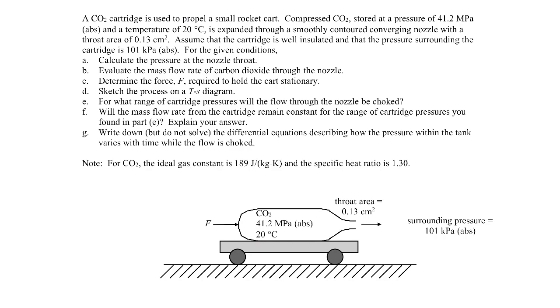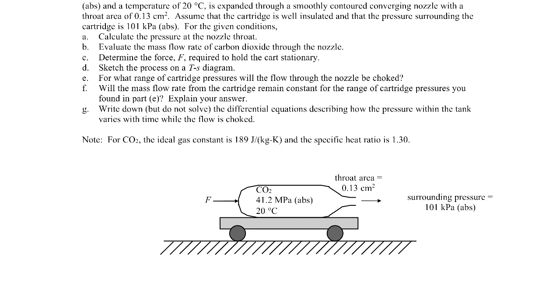So for the given conditions, what we want to do is calculate the pressure at the nozzle throat, determine the mass flow rate of carbon dioxide through the nozzle, so what's the rate of mass leaving this cartridge, and determine the force required to hold the cart stationary. So if we're going to apply force to this, what force do we need to apply to hold this thing in place? Sketch the process on a TS diagram.